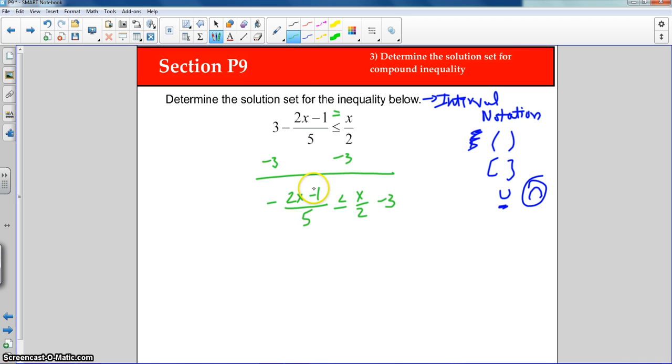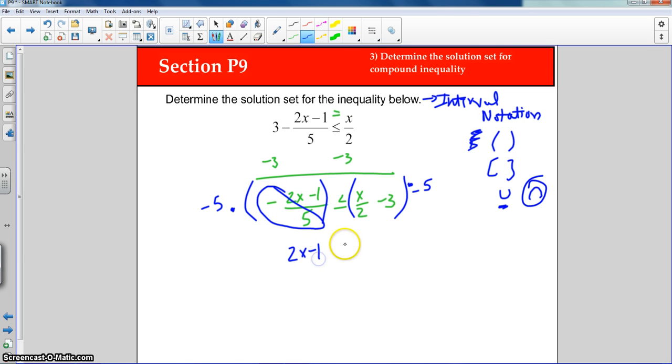Okay, what do I want to do next? I want to multiply both sides by negative 5. Okay, so I'm going to multiply by negative 5 to this entire side, and then I'm going to multiply this entire side by minus 5 as well. Okay, so this side, that washes out, so I'm left with just 2x minus 1. And then on the right hand side, I get a minus 5x over 2, multiplying to this one, and then multiplying these two together. Remembering I have to distribute, I get plus 15.